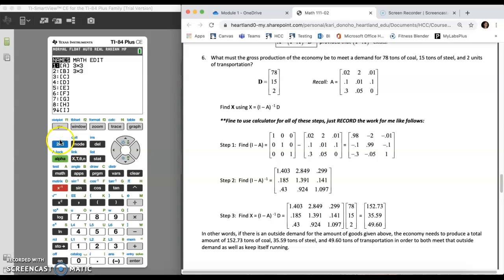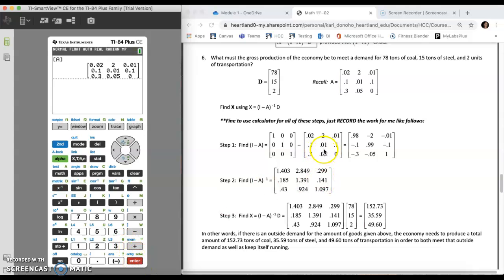So if I quit these, if I just call up matrix A and look at it, you can see that that's this matrix. And if I call up matrix B and just look at it, that's my identity. So the first thing I want to do is find I minus A. So I can do that.